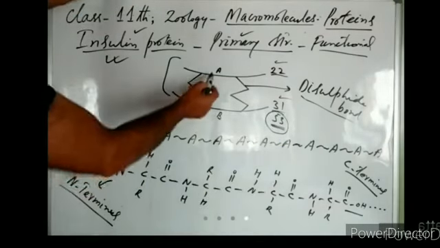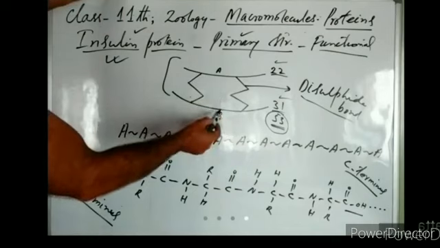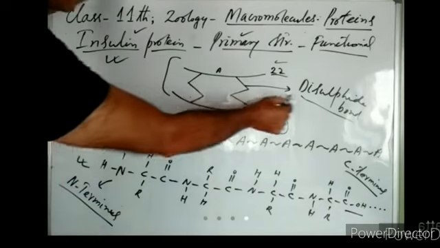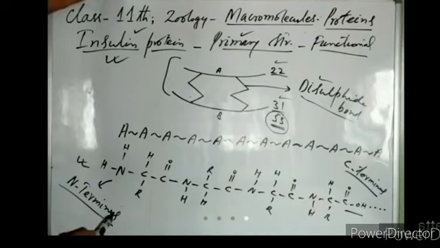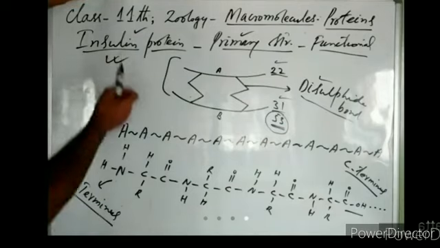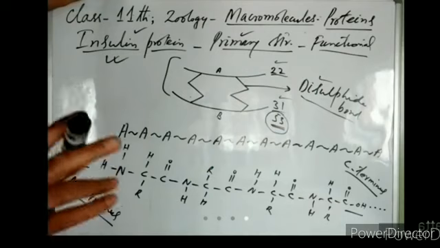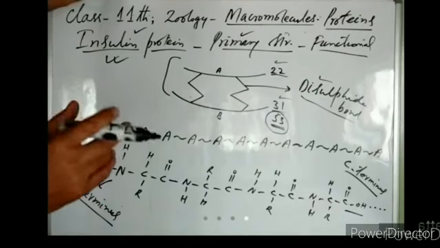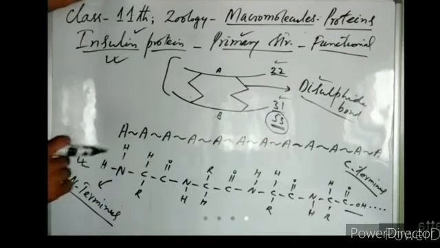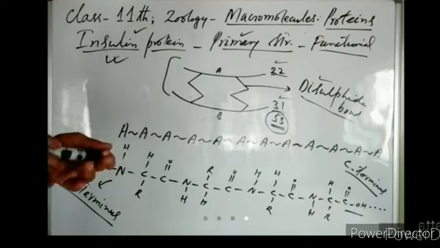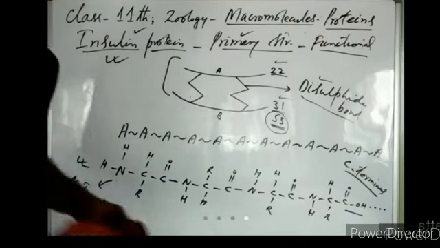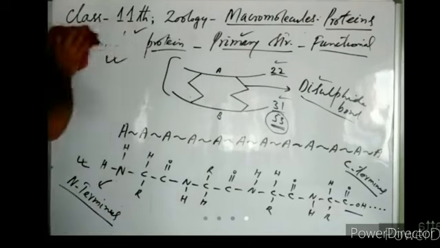And this human insulin is formed of two polypeptide chains. These polypeptide chains are linked by disulfide bridges or disulfide bonds, right? So insulin is the only protein which is functional in primary structure. Otherwise, the remaining proteins are not functional in primary structure. So that is about the primary structure of protein. Now we will move ahead and see the secondary structure of protein.